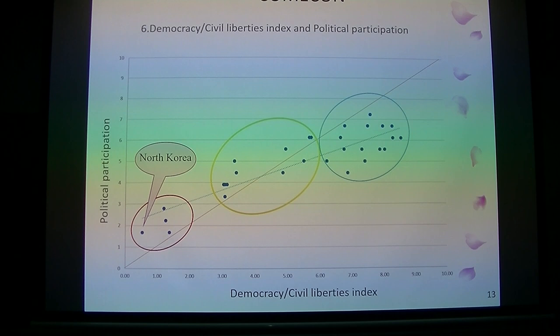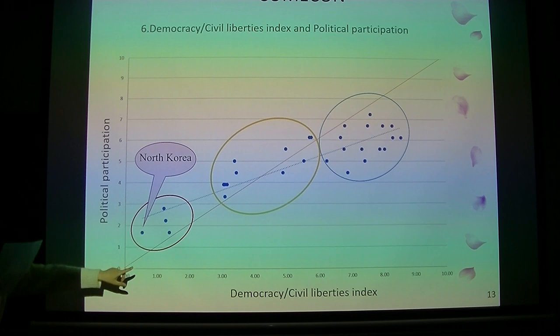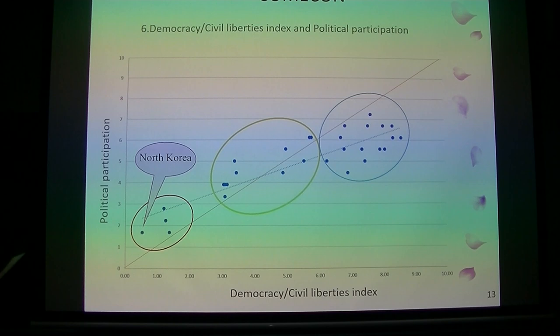So North Korea is a kind of outlier and different from those three countries. And its variables are very low, and the people have no freedom, as the index for democracy and civil liberties is just above 0.5. And the reason could be that the Kim family has too strong power and controls everything, so the people do not have power or freedom.